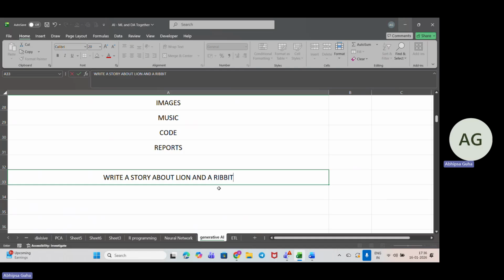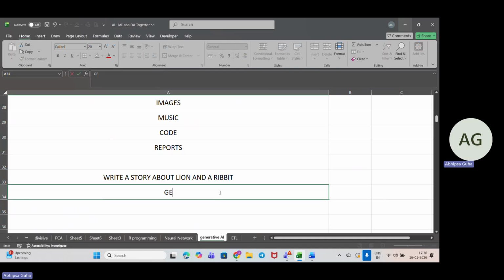Okay. So now what happens? This generative AI actually creates a new story, not a copied one. That's why it is called generative. That is generate, that is create. It creates a new story. Okay. So this is the part of it.